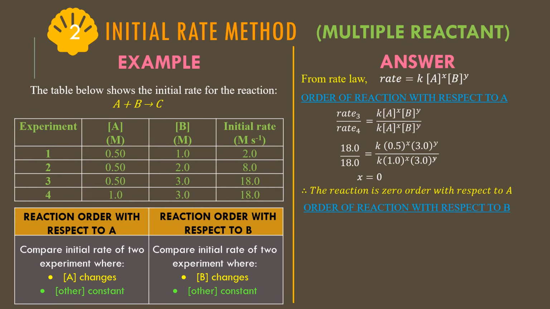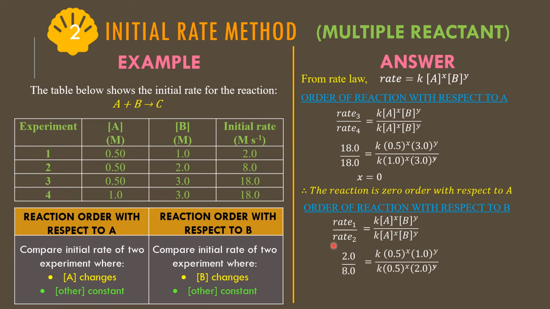So, to find the order of reaction with respect to B, we need to compare experiment 1 with experiment 2. So, kita akan bahagikan rate law 1 over rate law 2 atau rate law 2 bahagi rate law 1 pun sama sahaja final answer dia. Next, kita akan lengkapkan formula rate law. Ini adalah rate law 1, ini adalah rate law 2. Then kita akan substitute the value. Cara substitute value tu sama sahaja macam kita substitute value untuk soalan atas ni.